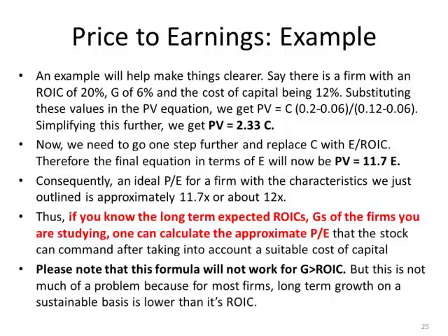And one other thing to note is that this formula does not work if G is bigger than ROIC. If our growth rate was bigger than the return on invested capital, we would have negative numbers. But fortunately, this is not a problem, because for all firms, or most firms, long-term growth on a sustainable basis must be lower than return on invested capital. It won't be feasible for a firm to have that level of growth over the long term, so it would always be the case that G is going to be less than ROIC.